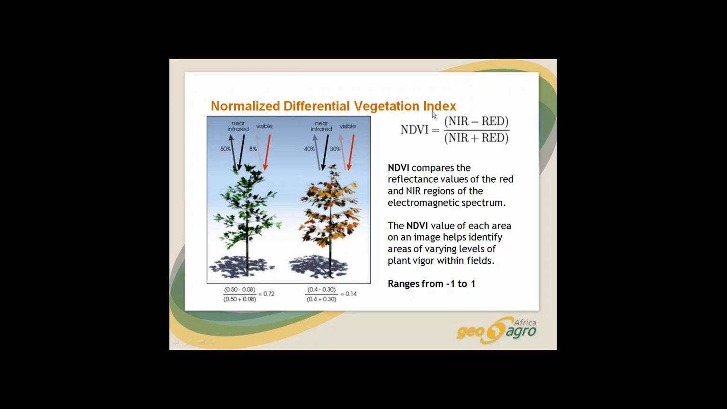Many years ago, I think in the 60s, in university research, they came up with a way to measure crop biomass, which compares those reflectance values. Based on that relationship between near infrared and the red visible spectrum, they came up with a range of values between -1 and 1. As you can see in this example, in this healthy plant, it's 0.72. In this unhealthy one, it's 0.14. So that can help identify areas of varying levels of plant vigor within fields.